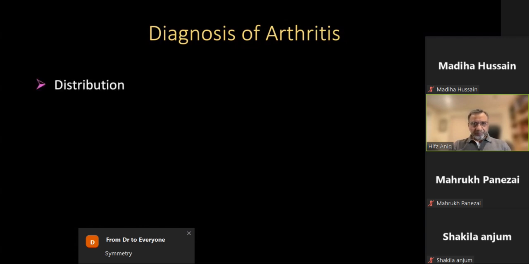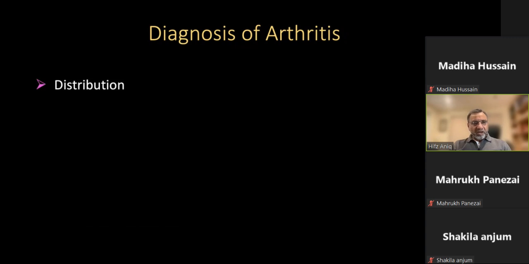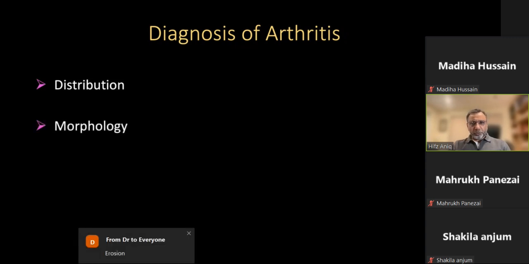Distribution is the first thing. And then other criteria are multiple criteria in that joint. Somebody said erosion, very good. Symmetry, excellent. Anything else? So you're seeing a joint which is abnormal, but you look in that joint. Character, what does it mean, character? The character is clinical, fixed or migratory.